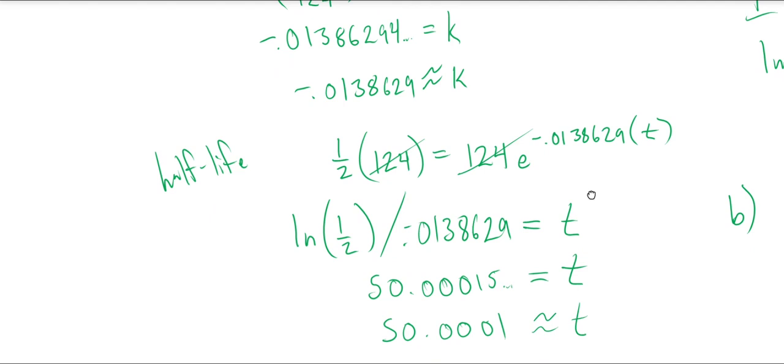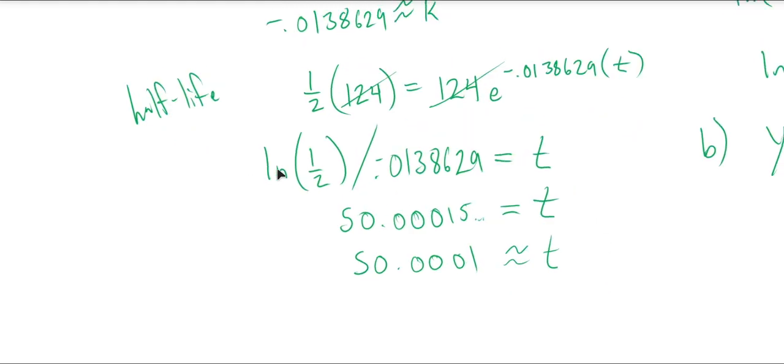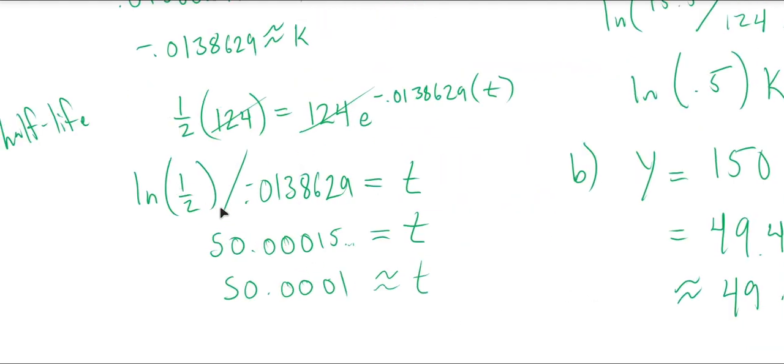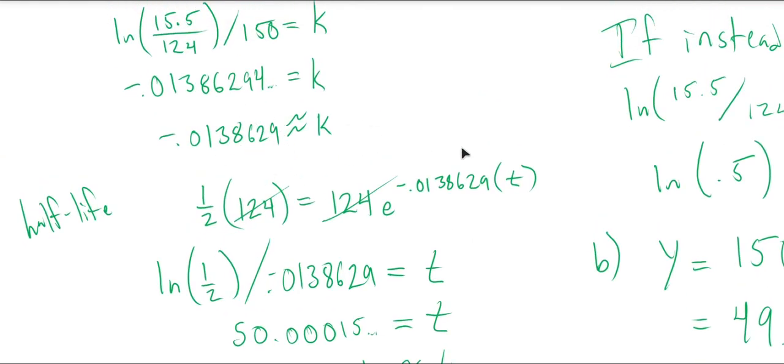To find the half-life, we are asking at what time t will I have half what I started with? Notice this does not depend on the initial amount as it cancels instantly. And then it asks us to solve for t, which means taking the ln of both sides. Now, I noticed that when I went to take the ln here, we got something very close to 50. And so I wondered if I had used enough decimal places.